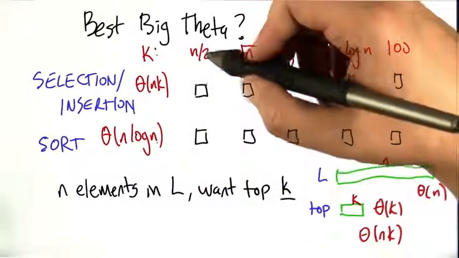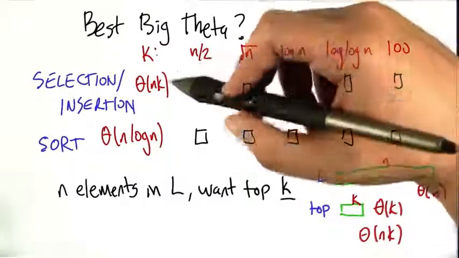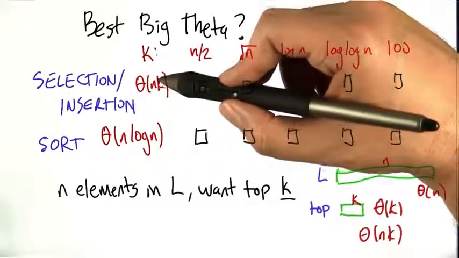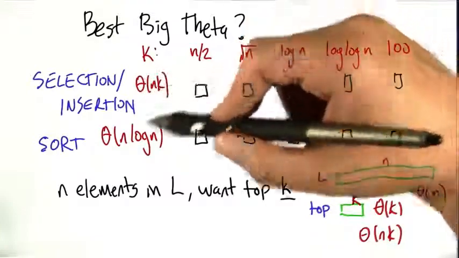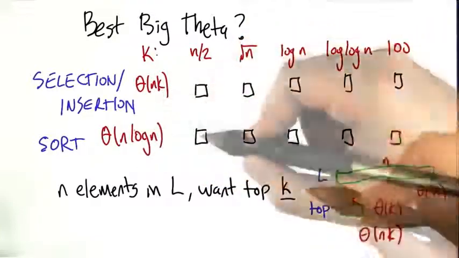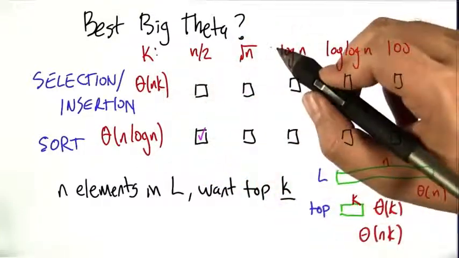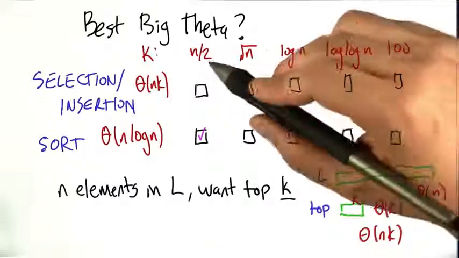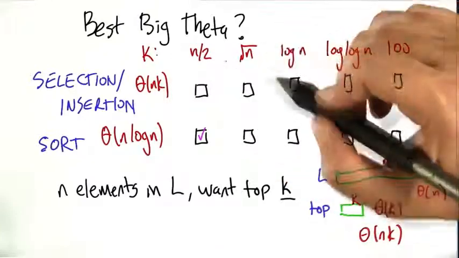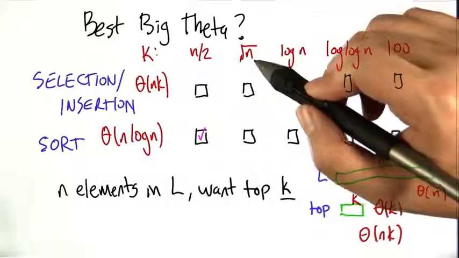Now, if k is n over 2, that's n times n over 2, or n squared. This is big theta of n squared. This is big theta of n log n. We're much better with n log n. So if it's a very long list that we're wanting the top values of, you might as well just sort the whole thing. Square root of n, well, what happens with square root of n?